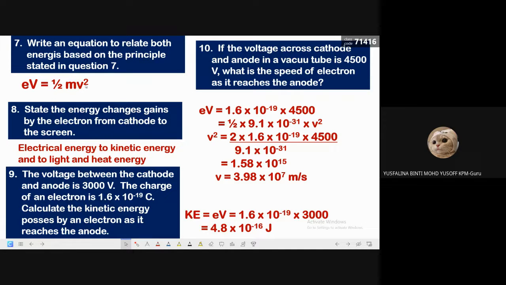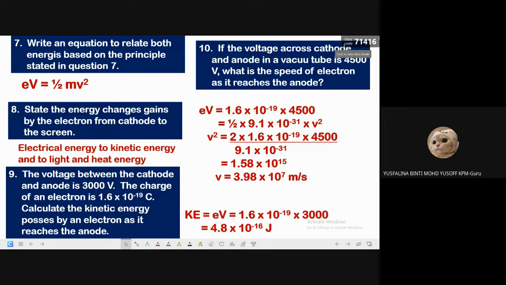So you just substitute the value given. Like this one, they give you a voltage of 4,500, so here you just replace it with 4,500. e you already have, it's a constant, half, and the mass of the electron is also a constant. So you need to find your v squared here. You just rearrange your formula and you can find the answer here. So v is equal to 3.98 times 10 to the power of 7.